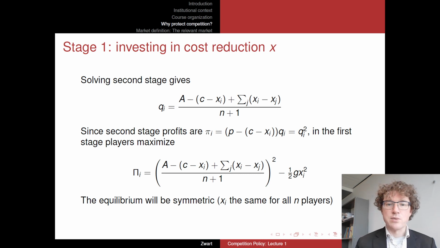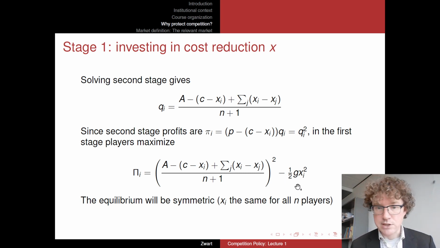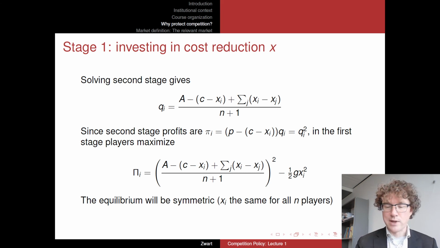So in the first stage you choose your X basically to maximize your profits at the second stage, which is this one, QI squared, minus the cost of investing in cost reduction in the first place. And in the end, this will be the same for each player. So in the equilibrium, basically, this will be symmetric. So all n players will invest in the same amount of cost reduction.